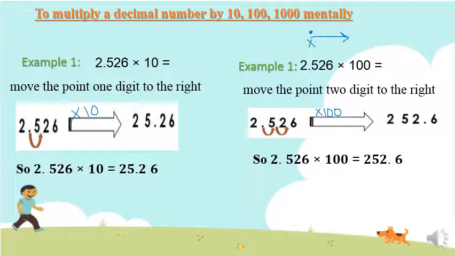So 2.526 times 100, we will have the same number, but the decimal point will jump to the right depending on the number of zeros. We have 2 zeros, the decimal point will jump 2 digits to the right, so we will get 252.6.